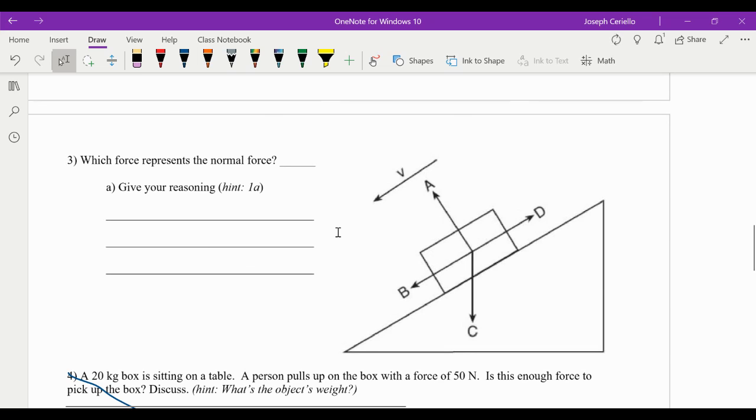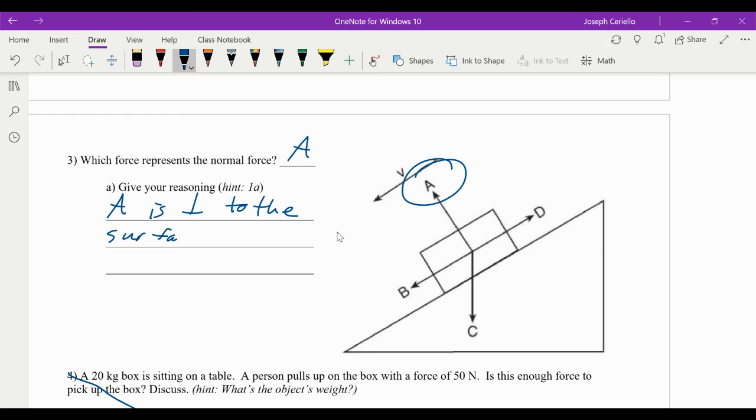So this is actually a case where it's not equal. Think to yourself why it's not equal. Well, notice it is not sitting on a flat surface. So the question is, which force represents the normal force? Remember the definition for normal, perpendicular to the surface. Which one of these three forces is perpendicular to the surface? It would be force A. And the reasoning: A is perpendicular to the surface the object sits on.